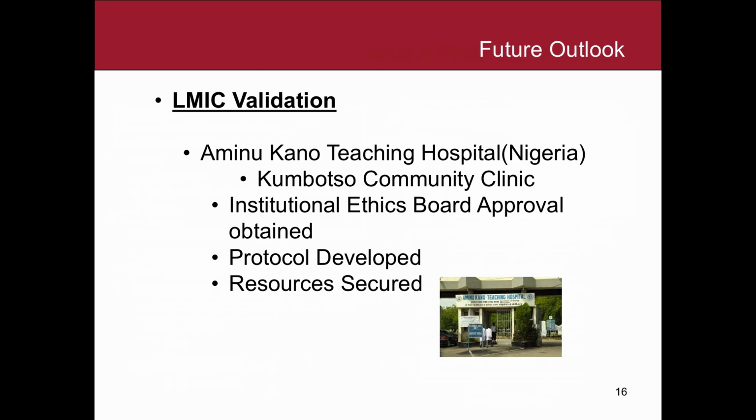We want to move to low and middle income settings and do the same type of validation and have similar results. We have our partners at the AKTCTH Nigeria facility who are waiting for our cell phones, which we'll be sending out shortly. And there are some things that we still need to do: get approved by the ethics board, validate a protocol, and make sure our resources are secured so we can move forward to low and middle income settings.